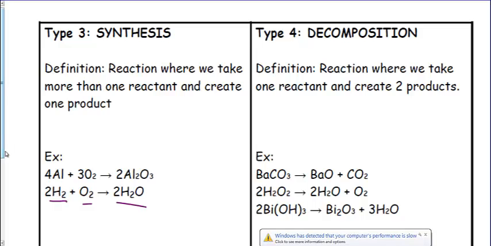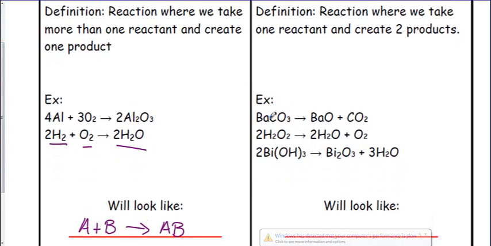So let's look at some examples here. We have barium carbonate, which will break apart, and we end up with barium oxide and carbon dioxide. Virtually what happens is an oxygen goes with the barium and the other two stay with the carbonate ion. Here we have 2 moles of hydrogen peroxide breaking up into 2 moles of water and oxygen gas. And we also have 2 bismuth hydroxide breaking up into bismuth oxide and 3 water molecules.